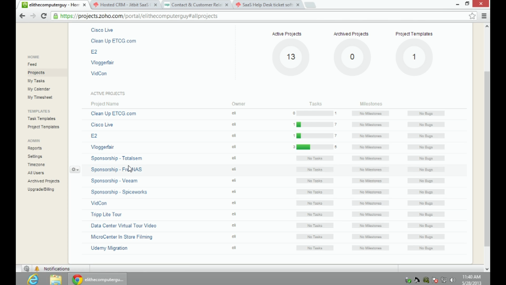Not too bad. So you think about that for like one sponsor, so Total Sim or FreeNAS or Veeam, that doesn't seem like that bad. But imagine, again, if that's 20 or 30 different sponsors and making sure all of those communications go out. Because if I forget to communicate with Spiceworks and say, hey guys, I just want to make sure that you're still sponsoring me for next month, that's a lot of money I lose. That's a lot of money I lose if I lose track of them.